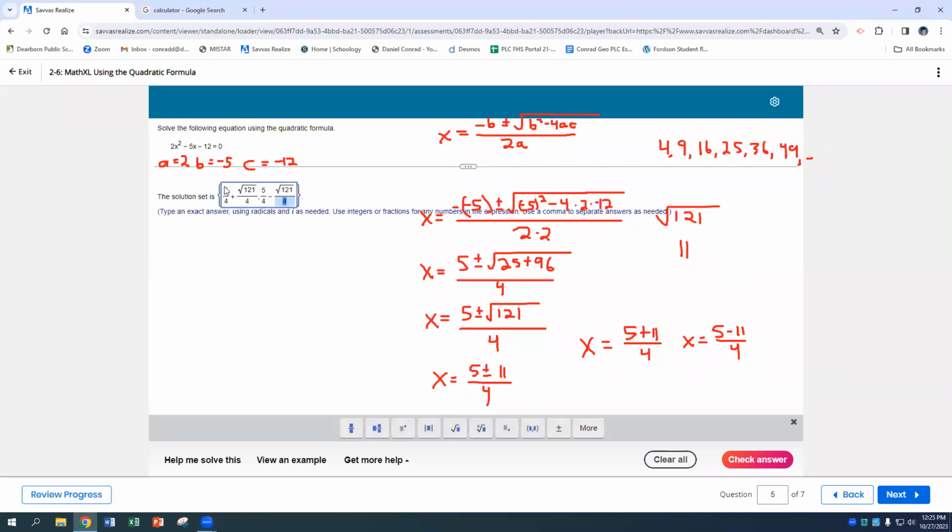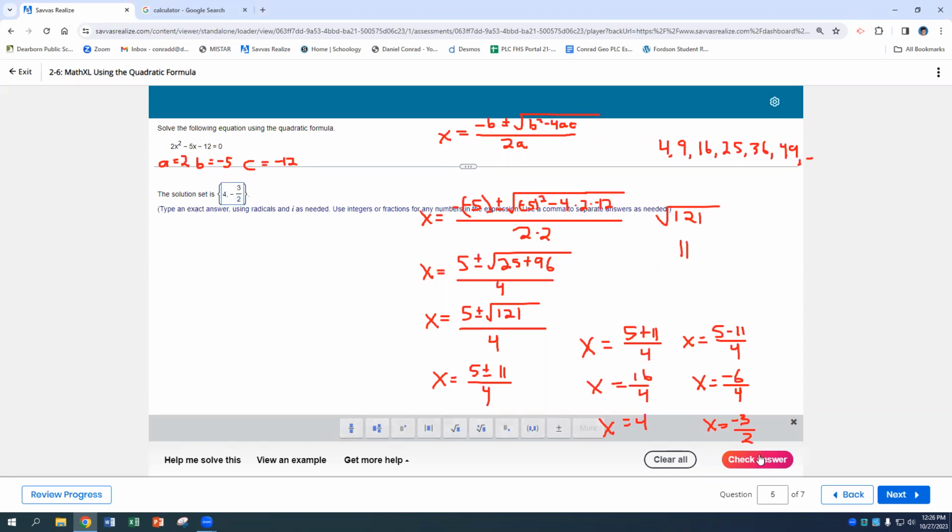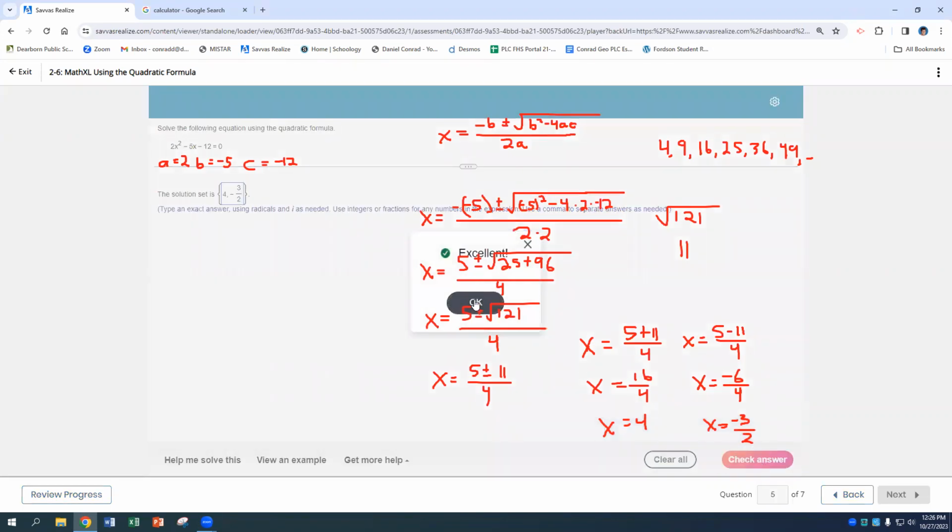Okay, we're going to get here 16 over 4, which gives us 4. And then over here, we're going to get -6 over 4, which is going to reduce to -3 over 2. So our two answers are going to be 4, comma, -3 divided by 2. Excellent. Perfect.